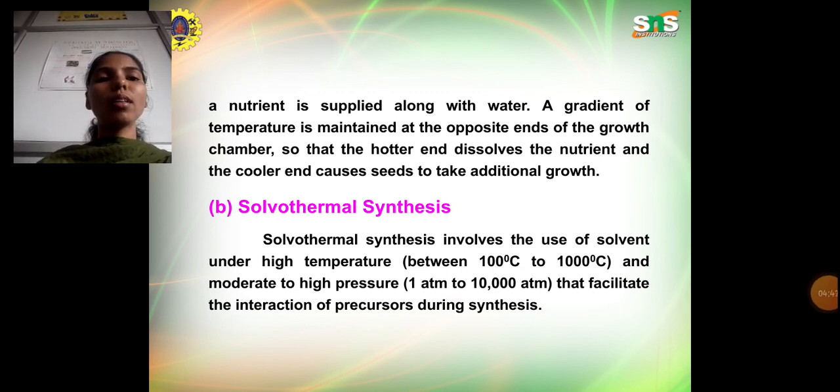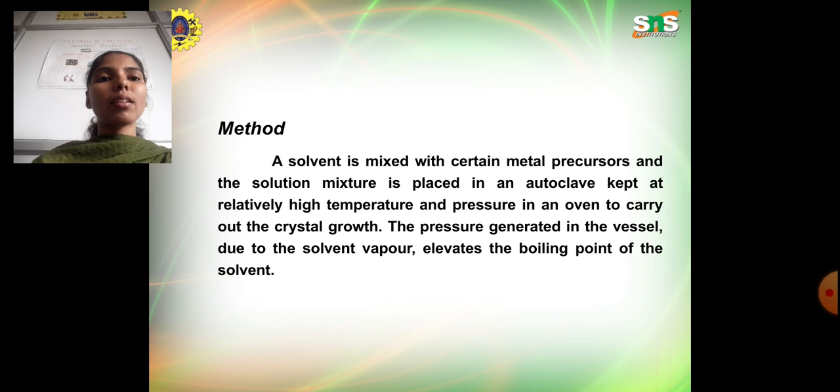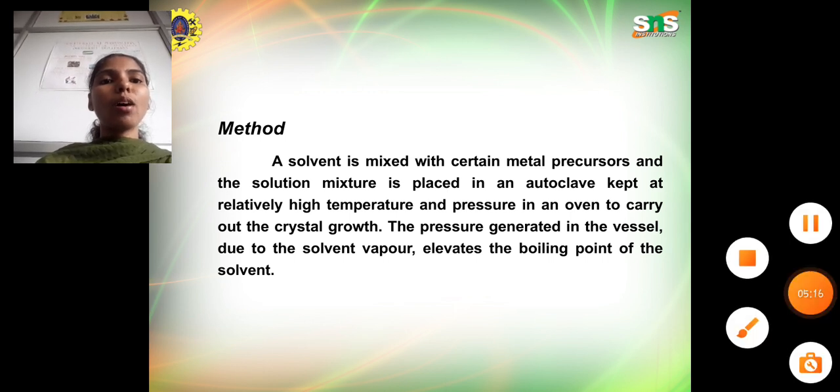Solvothermal synthesis involves the use of solvent under high temperature, between 100 degrees centigrade to 1000 degrees centigrade, and moderate to high pressure that facilitate the interaction of precursors during synthesis. Method: solvent is mixed with certain metal precursors and the solution mixture is placed in an autoclave kept at relatively high temperature and pressure in an oven to carry out the crystal growth.